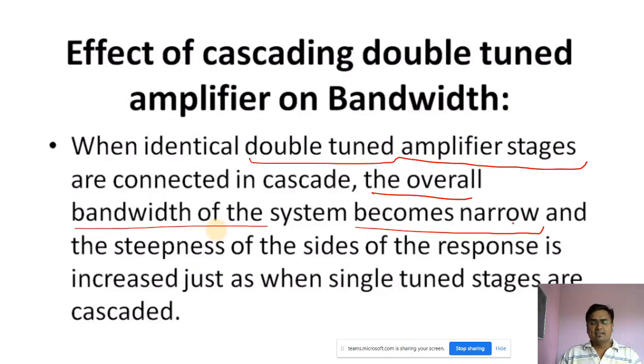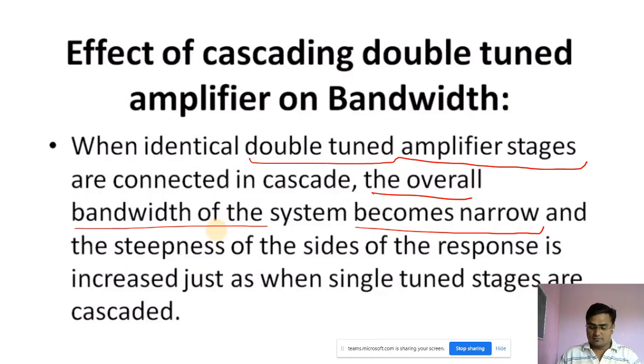And that's why it is always good to have a double tuned amplifier with a single stage. If you go with a two stage double tuned amplifier, you will get a narrow bandwidth, not a desired one. For example, if you are expecting 1 megahertz, then after connection you will observe less than 1 megahertz. Why? Because of the number of stages. As you go on increasing the number of stages, bandwidth will decrease.